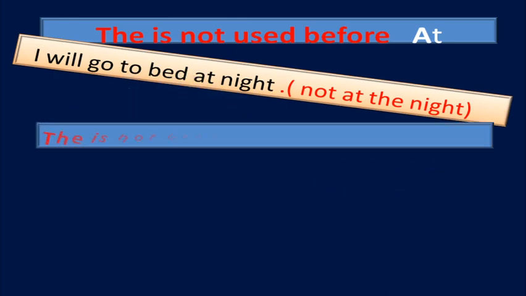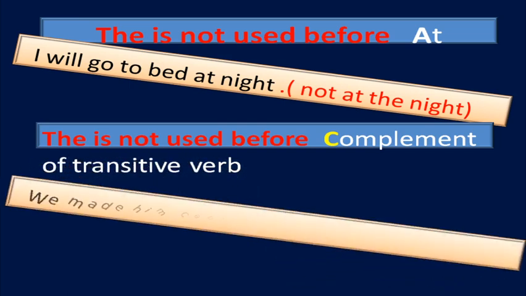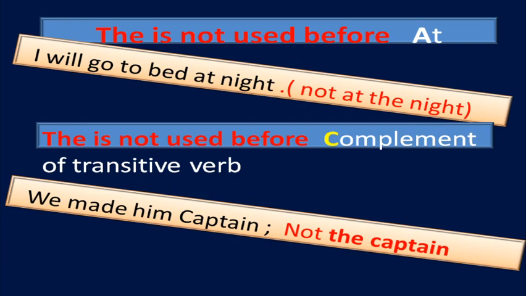So "the" is not used before "at" phrases. I will go to bed at night. You should not use "at the night." Obviously, at night. We are accustomed to this sentence from the very beginning, right? So I will go to bed at night, not at the night. If you use "the," it will be wrong.